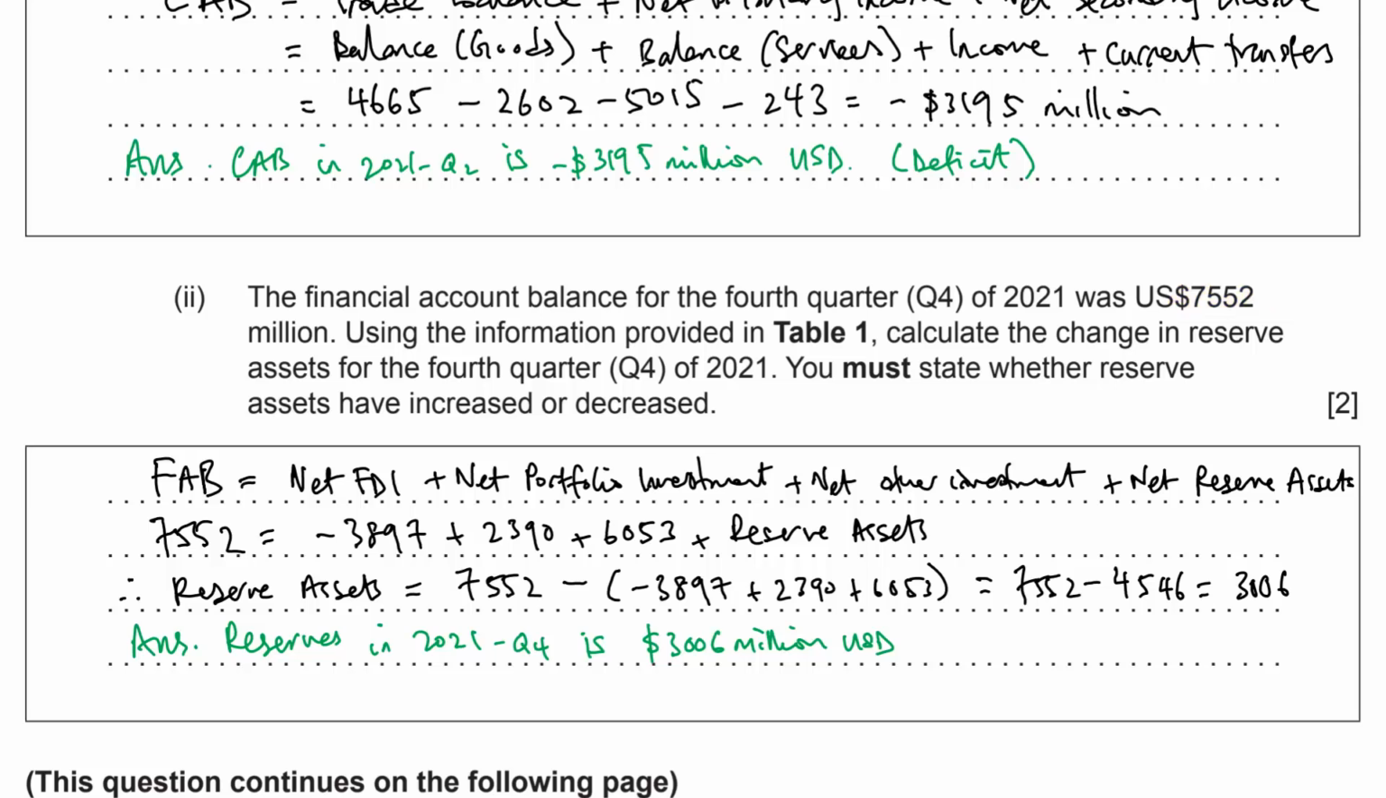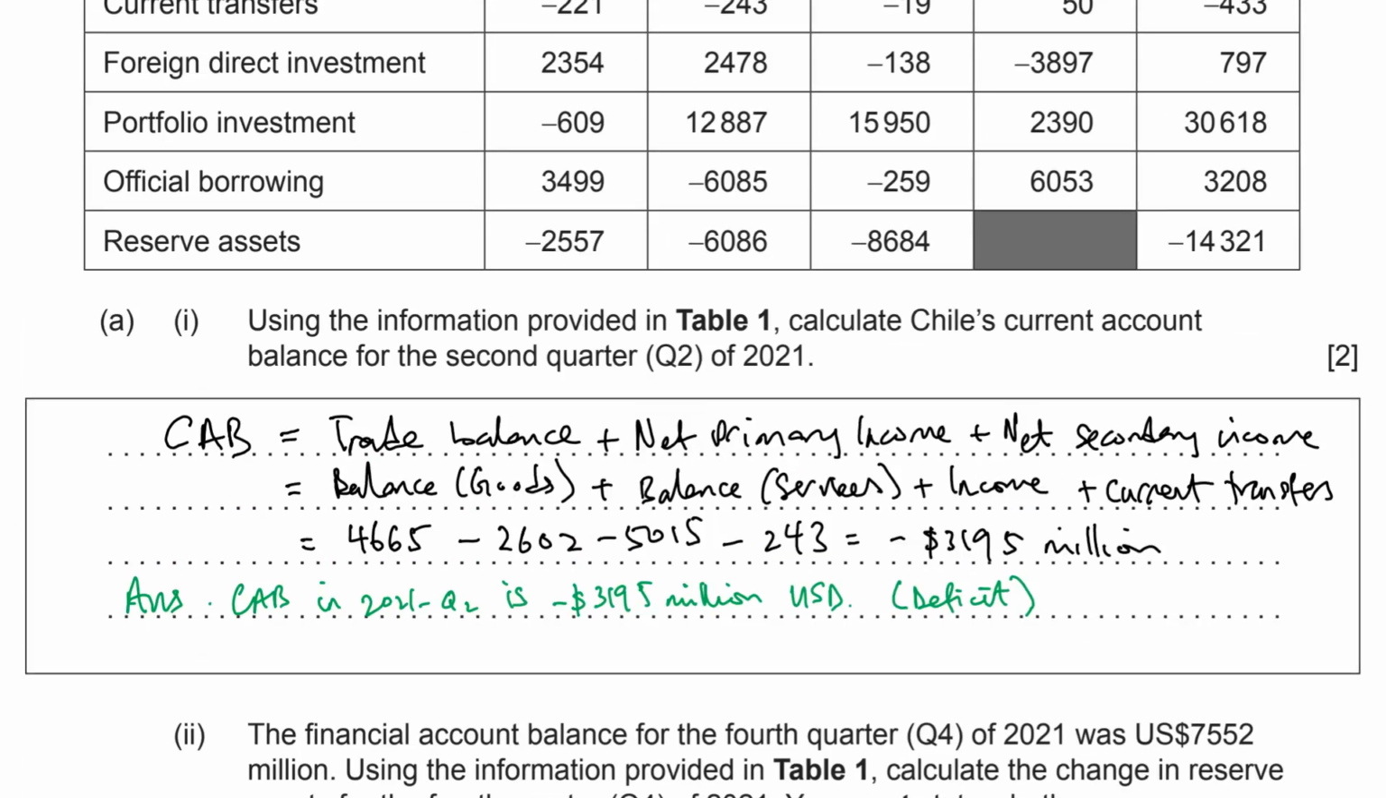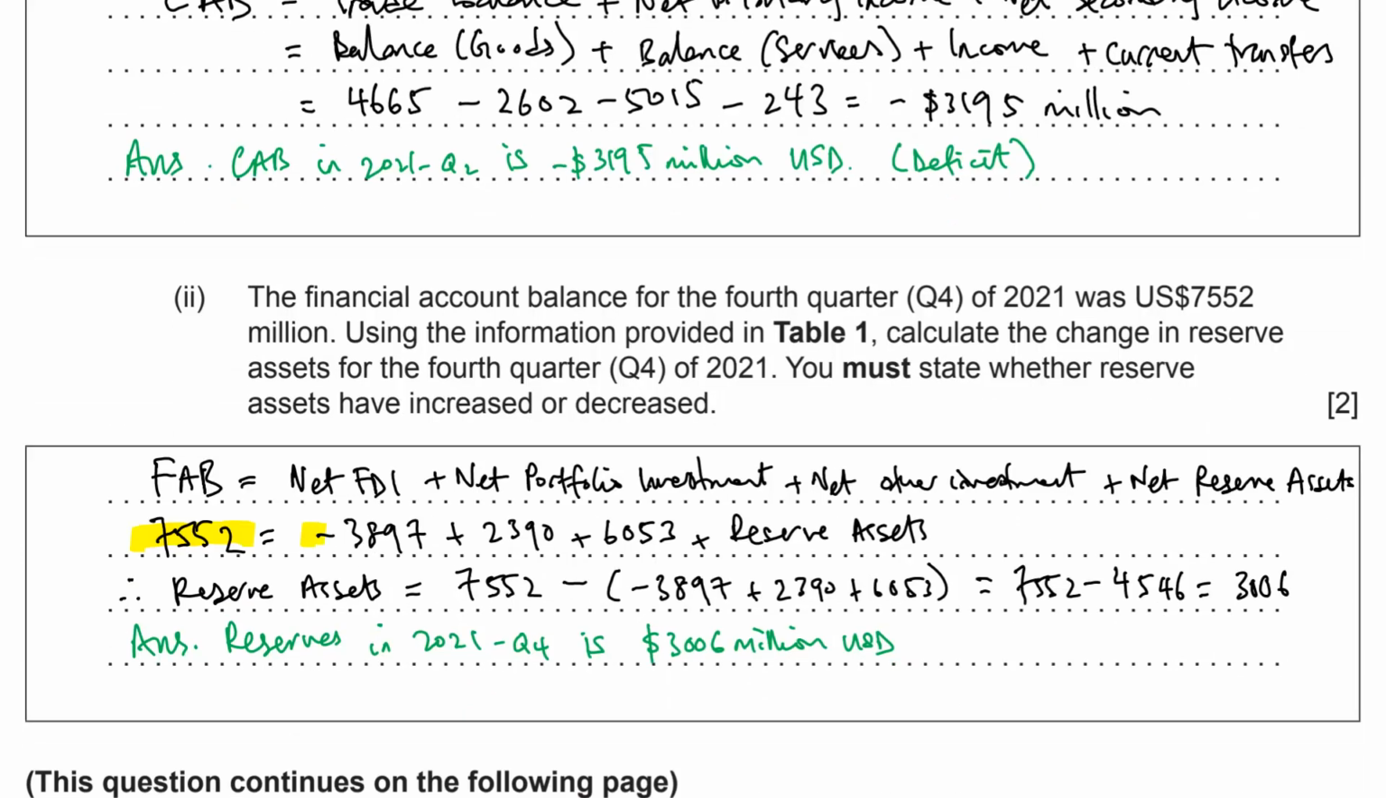So we're going to start with this equation. We're going to say, okay, the financial account balance is going to be equal to net FDI plus net portfolio investment plus net other investments and net reserve assets. So the financial account balance, we've been given this, it's equal to 7,552. Then for the net FDI, if you look over here, it's minus 3,897. For the net portfolio investment, it's 2,390. And for official borrowing, it's 6,053. So we just fill in those 3 figures: minus 3,897, plus 2,390, plus 6,053, plus the reserve assets.